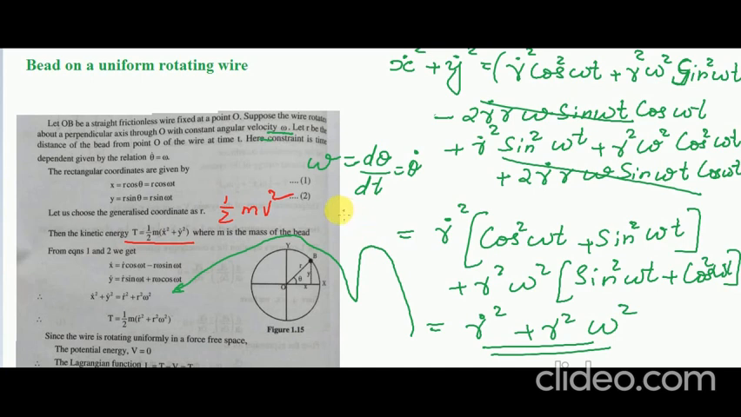That is why here you can see that kinetic energy T is written as half m times x dot square plus y dot square. X dot is the velocity along the x-axis, y dot is the velocity component along the y-axis. So half mv square is in total. So we have to find x dot and y dot now.